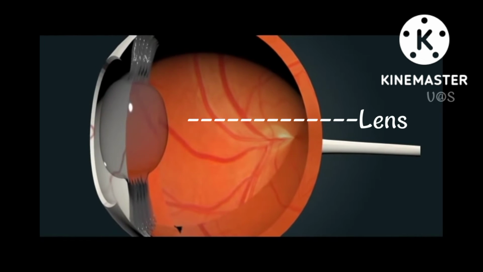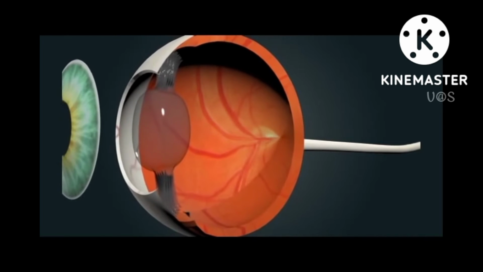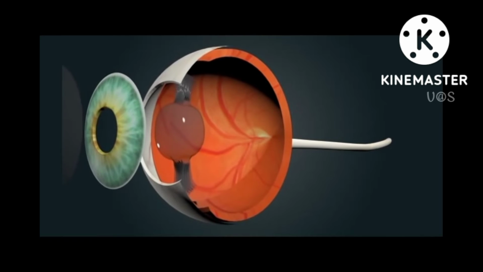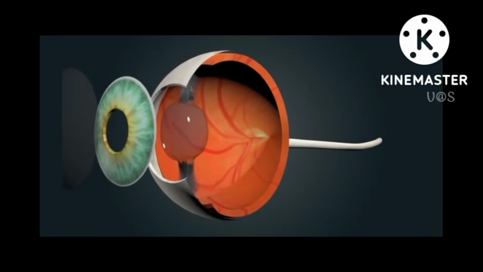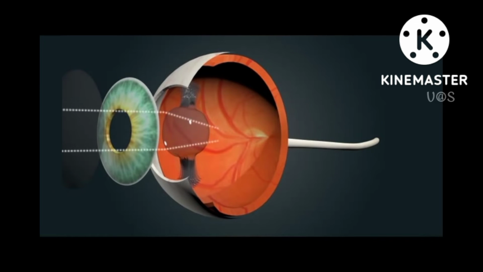The lens. It is located behind the pupil between the posterior and the anterior part. It is an elastic transparent convex lens connected to ciliary muscles by thread-like ligaments. It refracts light rays onto the nerve cells on the retina.